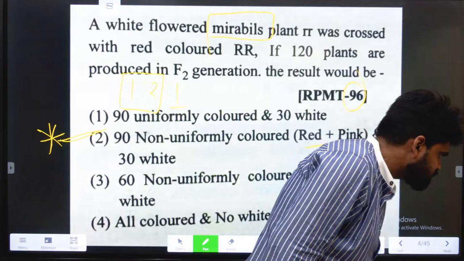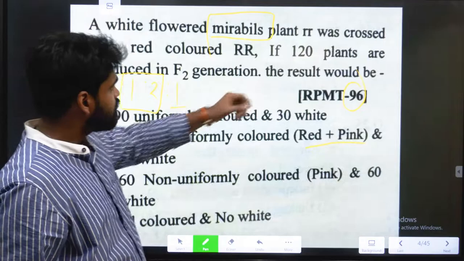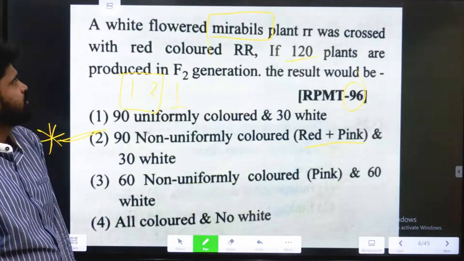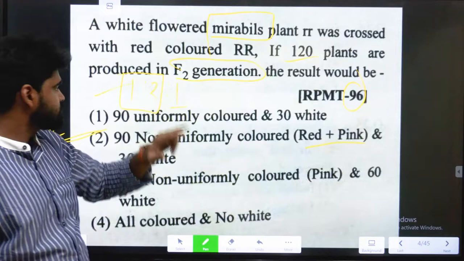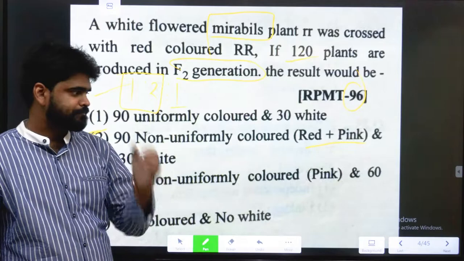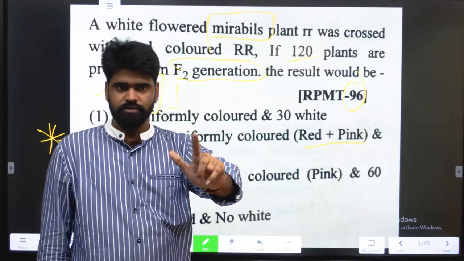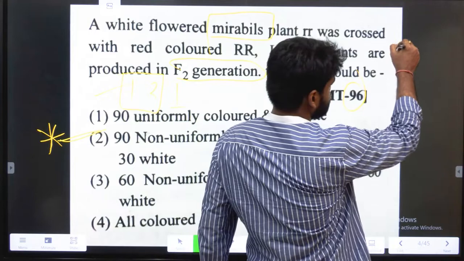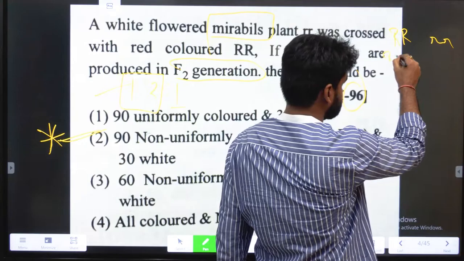All color, no white. Yes, dear. How come this is possible? In the F2 generation, they are saying, so you have to apply this 1:2:1. Gayatri, got it? Some parents? Red and white. Okay, I'll tell you. Do this question.